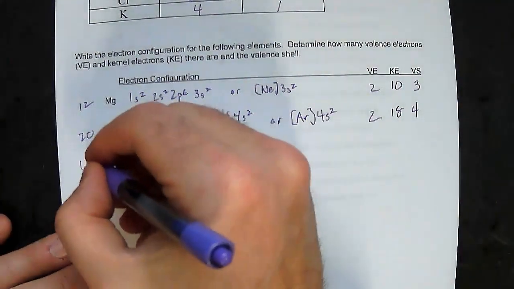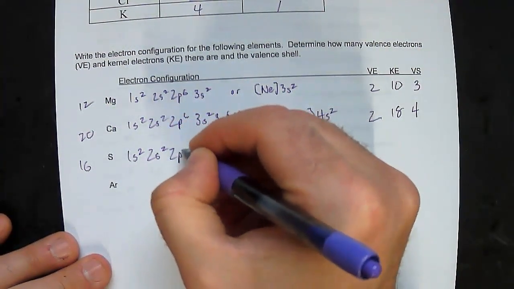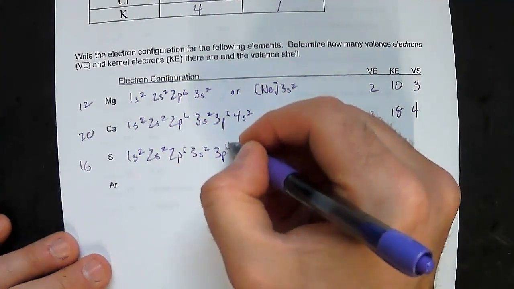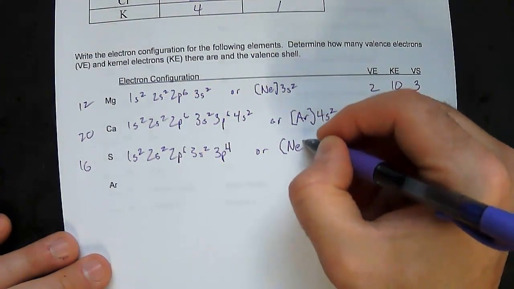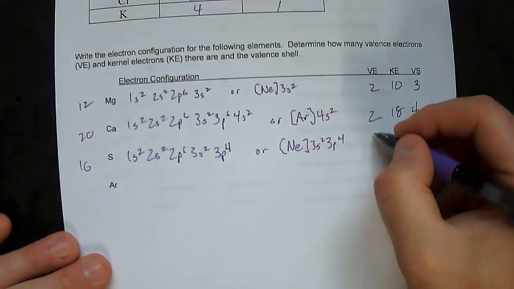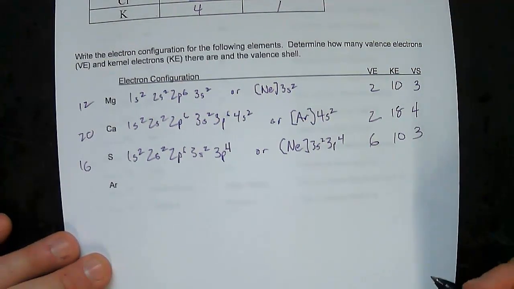Okay, sulfur has 16 electrons, so we're going to go 1s2, 2s2, 2p6, 3s2, 3p4. Or if we want to, we can go neon, 3s2, 3p4. Valence electrons is 6, kernel is 10, valence shell is 3.